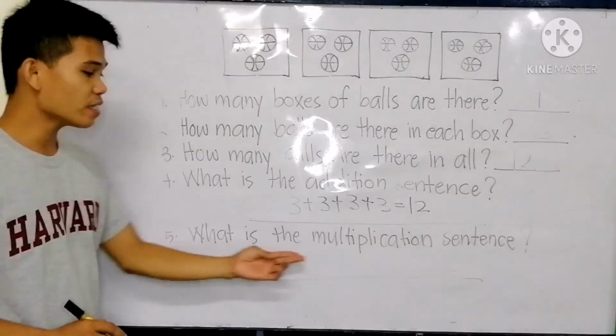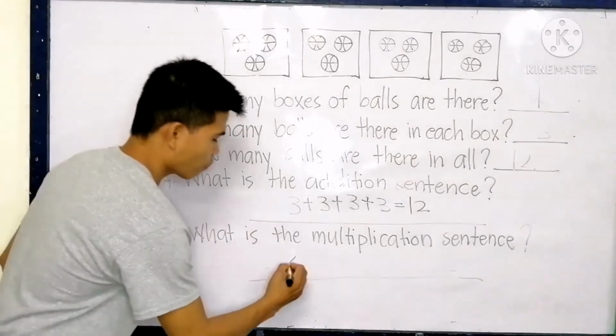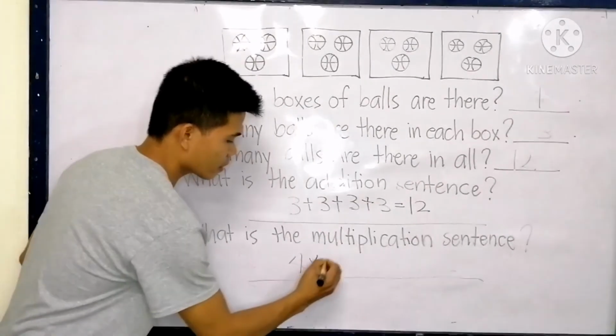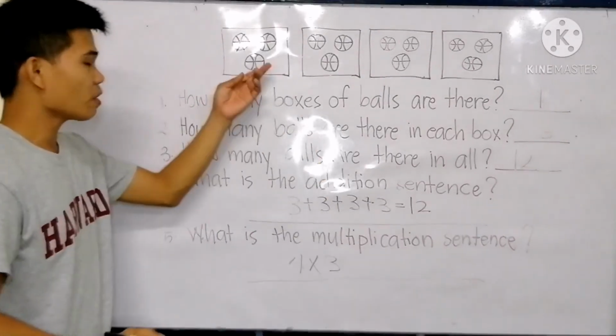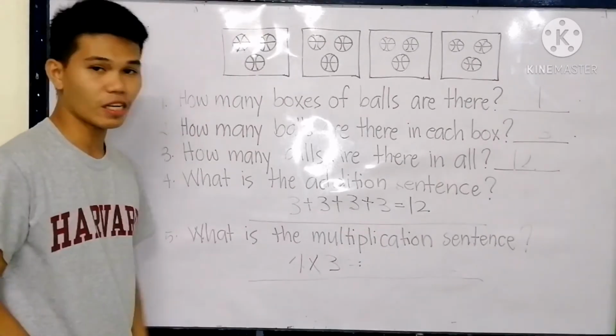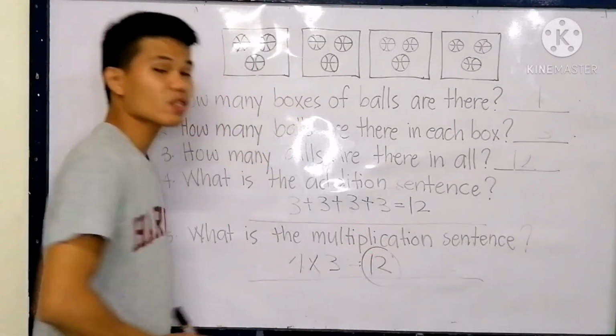Now, what is the multiplication sentence? We write this as 4, since there are 4 boxes, times 3, since there are 3 in each box. So the answer is 4 times 3 is equal to 12. The product is 12.